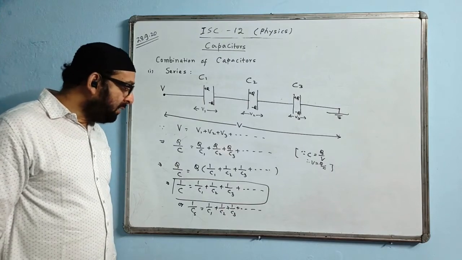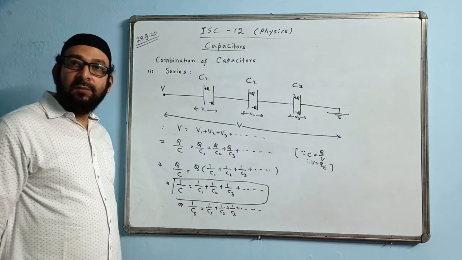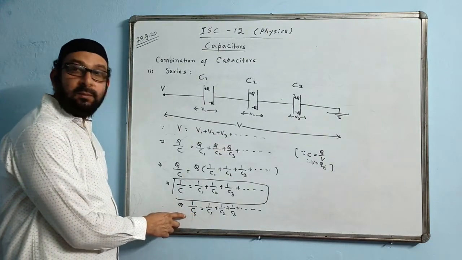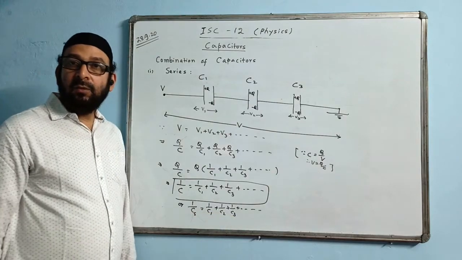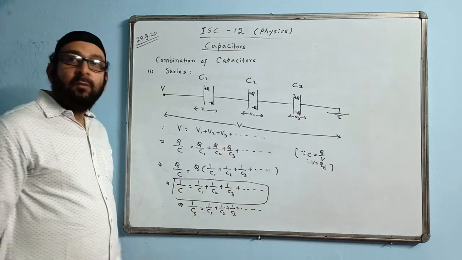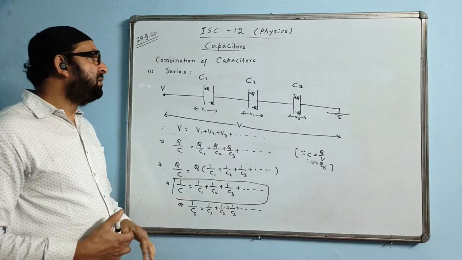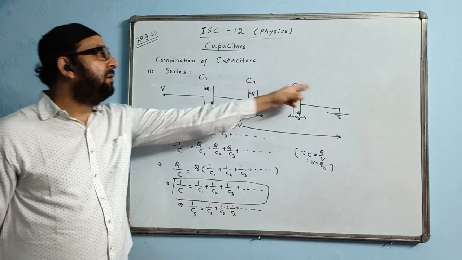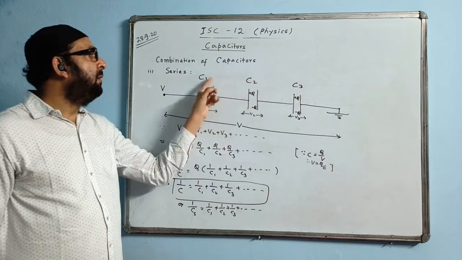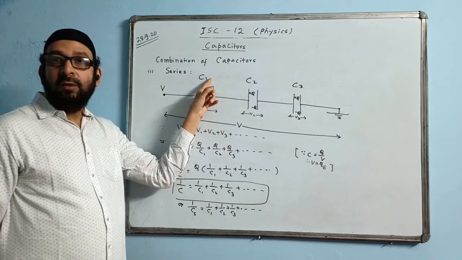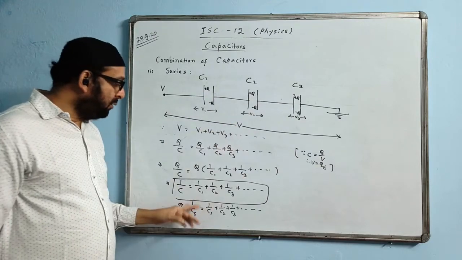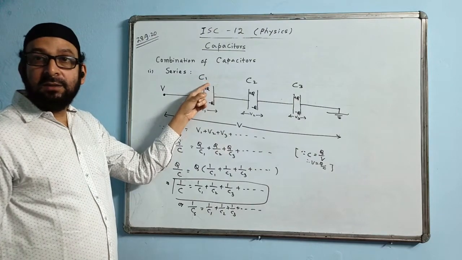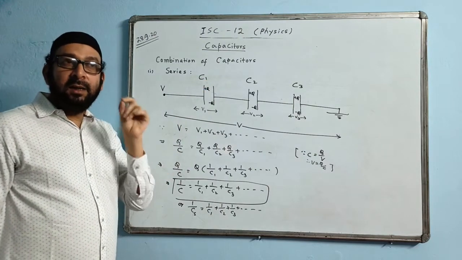What is the special feature of this formula? A special feature of this formula is the value of CS, that is total capacity in the series, will always come less than the least of them. What is the meaning of less than the least? Suppose we are having three capacitors of 1 microfarad, 2 microfarad and 3 microfarad. Which one is the least of them? 1, 2, 3. 1 is the least value. When you connect all of them in series, your answer will be anything but less than the least value. Least value is 1. Your answer will come anything but less than 1.